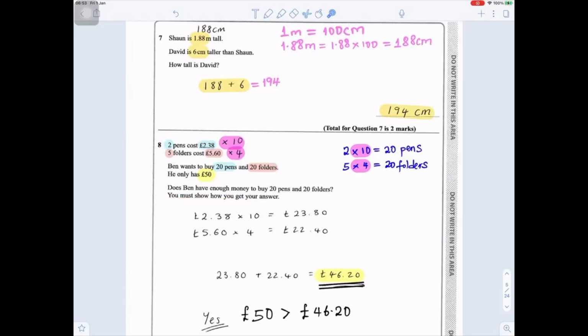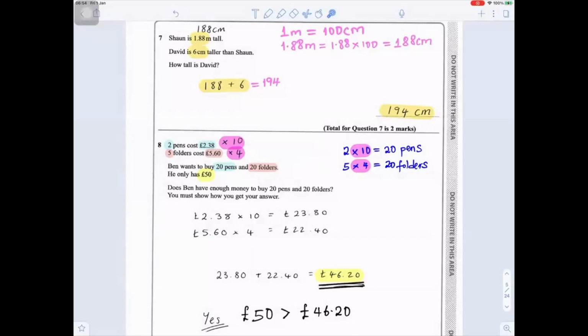So 2 pens cost £2.38. We want to get 20 pens. So 2 times 10 is 20. So that means we multiply £2.38 times 10. That gives you £23.80.